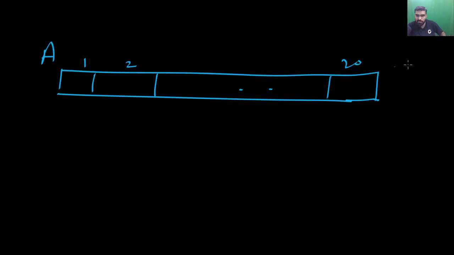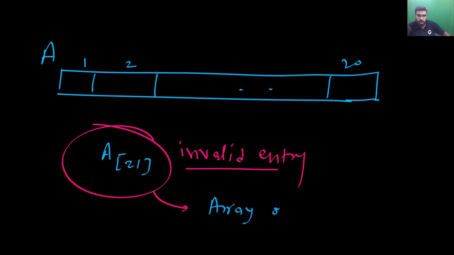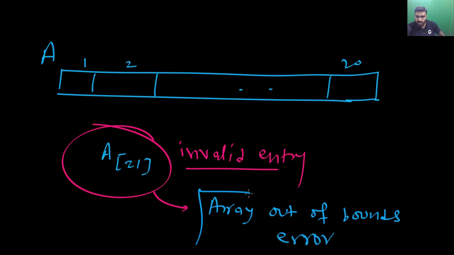In the array we don't have a21. So you can see this a21, this is an invalid entry. Or I can say it's like in C programming, you know, there is something called array out of bounds. You may have heard about it. This is like an array out of bounds error. Because this a21 is not even a valid entry.